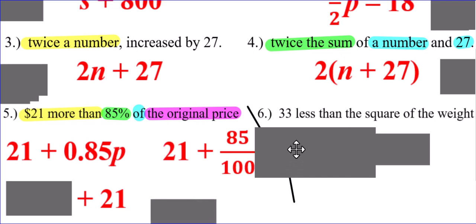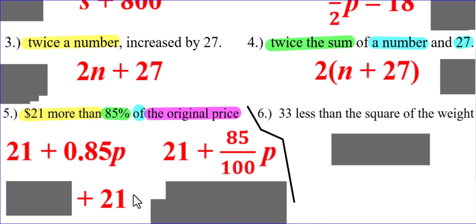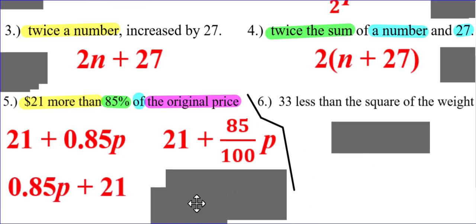I would pick P. I would not pick O. O looks too much like a 0, so P is probably a better choice. And like I said earlier, it doesn't really matter which order you have the addition in. Really won't matter as long as 85 hundredths is times to the original price. Then the plus 21 could be to the left or to the right, won't matter.